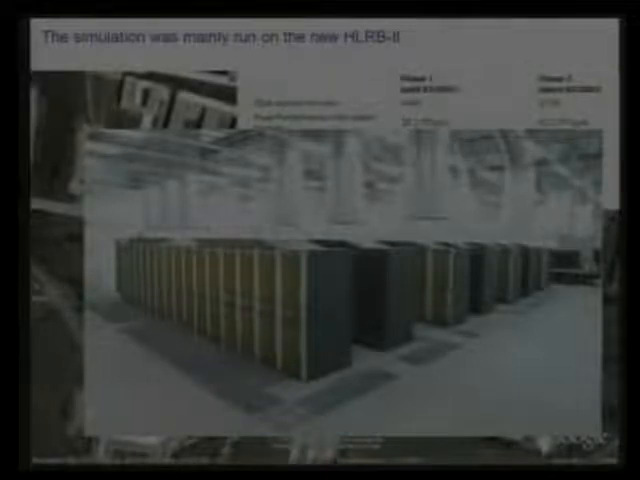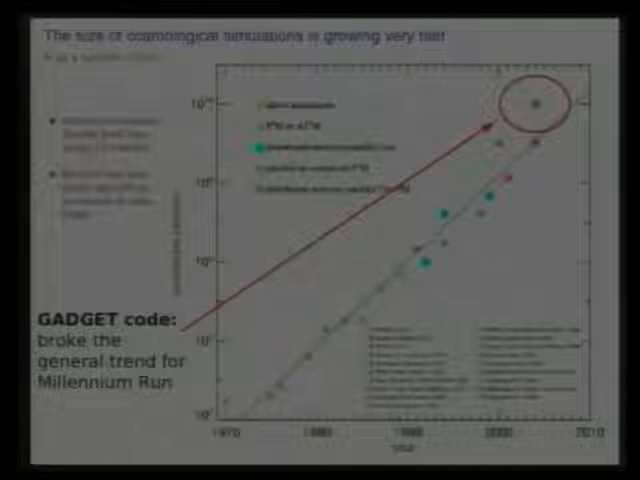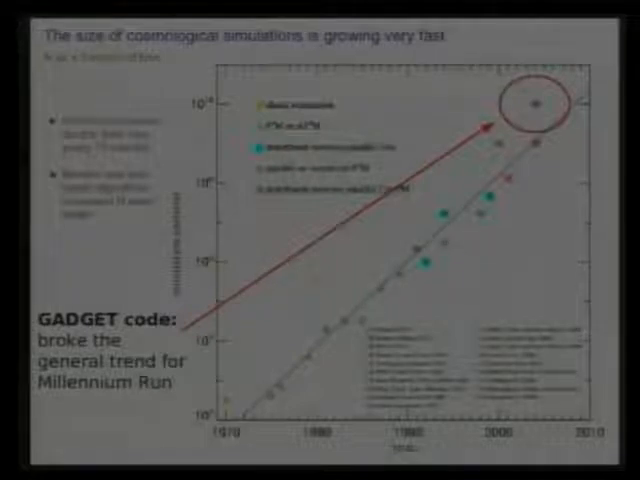Okay, concerning the size of these simulations, they are increasing with time. You can say that every 17 months the size of the simulations doubles. This is somehow connected to Moore's law. And quite recently we were running the Millennium simulation. This was not a simulation focused on a Milky Way-sized object, but simulated a large fraction of the universe. And we used our own code, the so-called Gadget code.